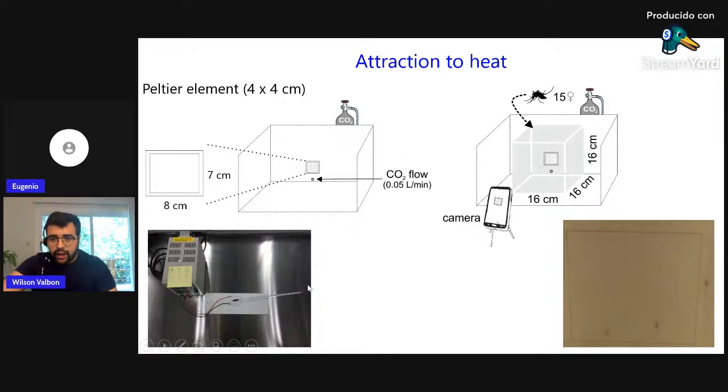But why? If I'm looking for attraction to heat, why do I need to have CO2? I will explain later, because without CO2, they don't do anything. So I need to combine CO2 plus heat to have this attraction. Look here, they go there, they try to bite there. These guys are very optimistic. They think that there is some host, someone there from whom they will get blood for their offspring. Okay, but it's not true. They are not so smart. There is no one there, just heat and CO2.